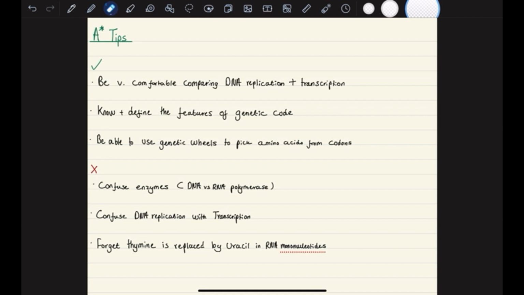Yeah? What should we not do? Enzymes. I will always emphasize this. DNA polymerase, RNA polymerase catches out somebody every year. Don't let it be you. DNA replication versus transcription, again, it happens to someone every year. Don't let it be you. And thymine replaced by uracil happens every year. Don't let it be you. So those are just three common errors, but they're not errors that you want to be making. Yeah, just remember those.